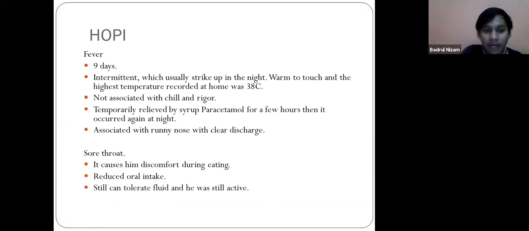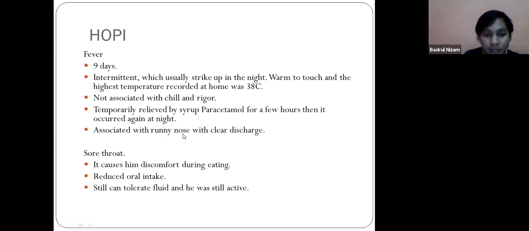So for the HOPI, the patient complained of fever for 9 days. It was intermittent, which usually strikes at night. It was warm to touch, and the highest temperature recorded at home was 38 degrees Celsius. It was not associated with chills and rigor. The fever was temporarily relieved by syrup paracetamol for a few hours, then it spiked again at night.